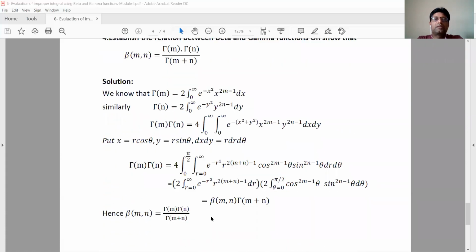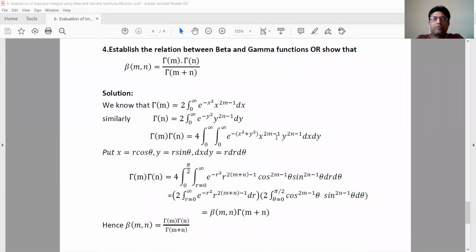Now establish the relation between the beta and gamma functions, or show that beta of m comma n is gamma m into gamma n by gamma of m plus n. We know that gamma of m is 2 times the integral from 0 to infinity of e power minus x square, x power 2m minus 1 dx. This result we just proved. Similarly, gamma of n is 2 times the integral from 0 to infinity of e power minus y square, y power 2n minus 1 dy. So I am multiplying these two.